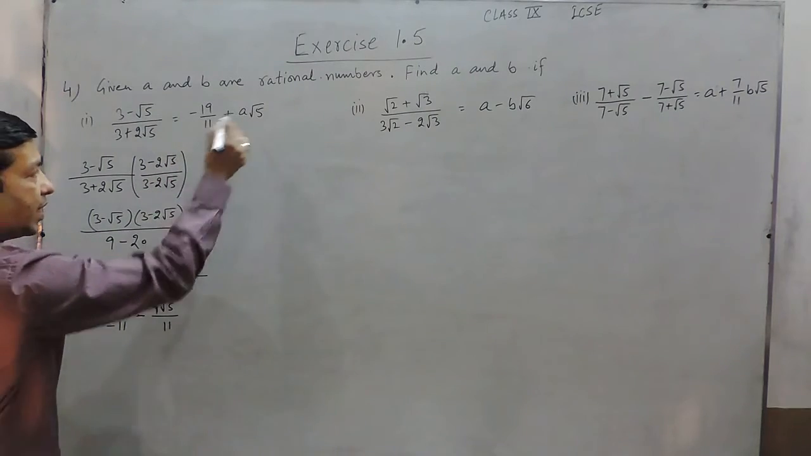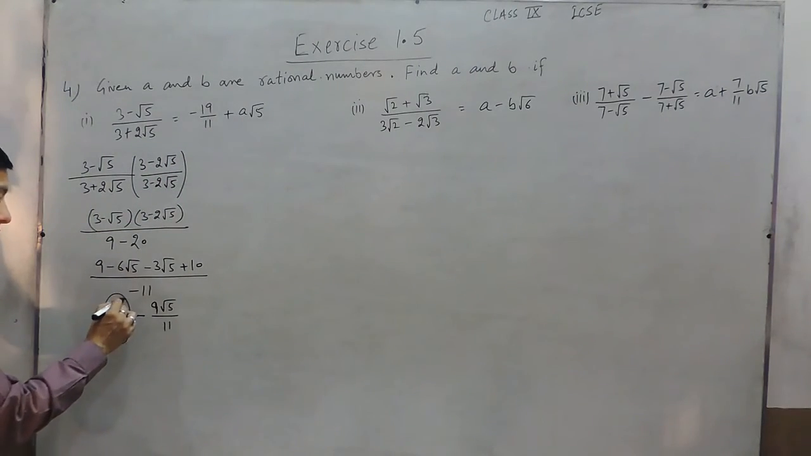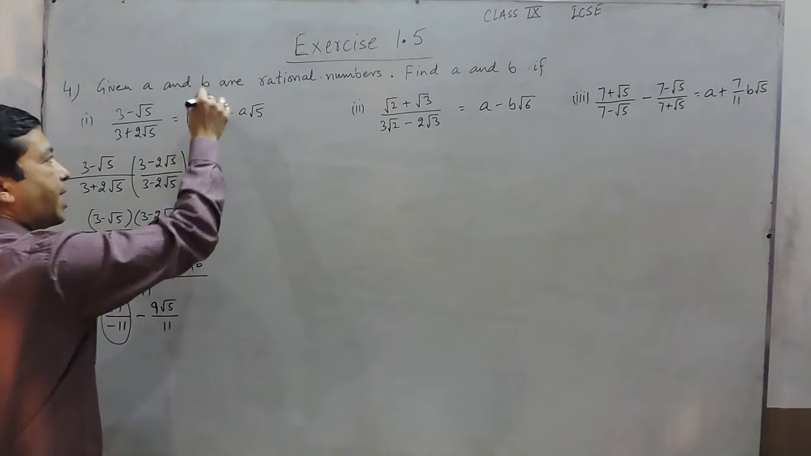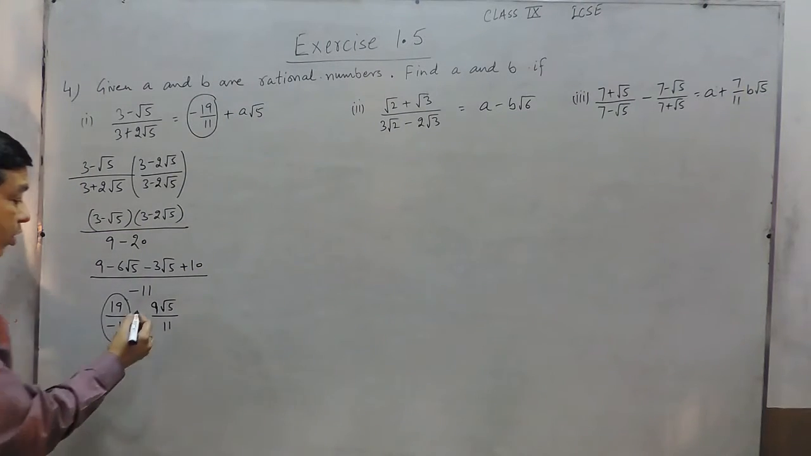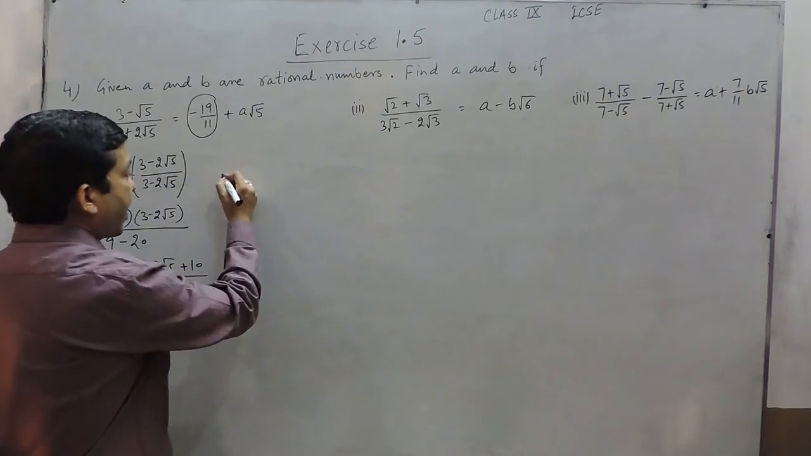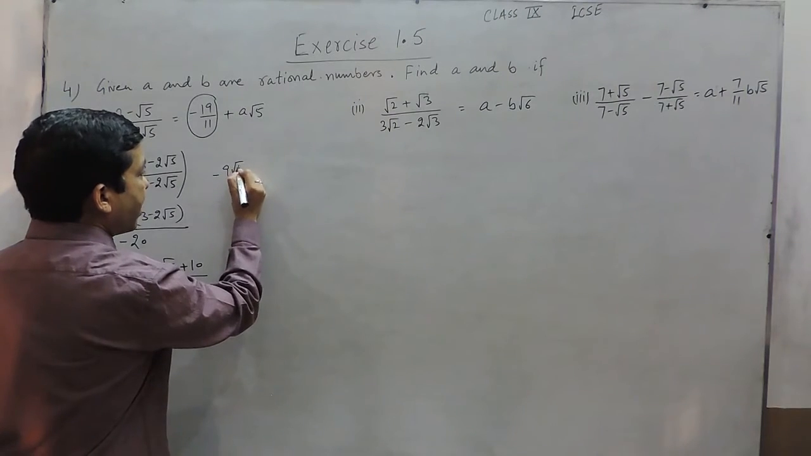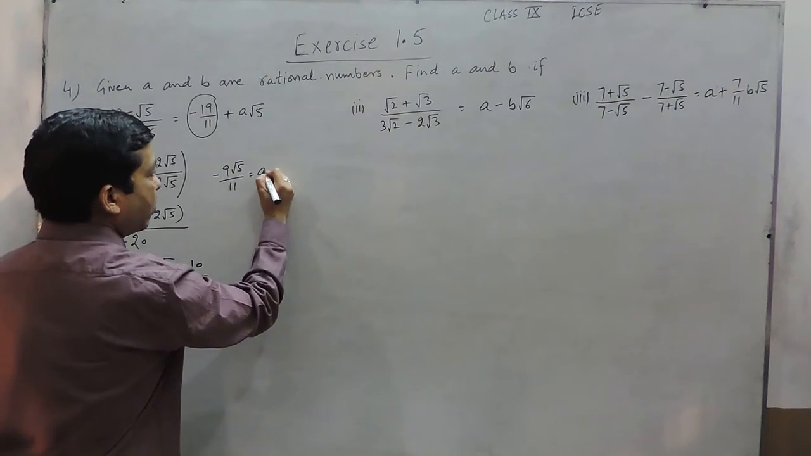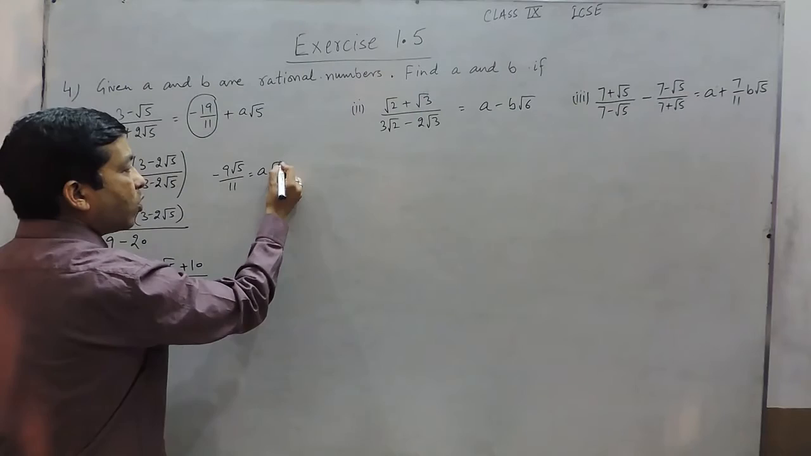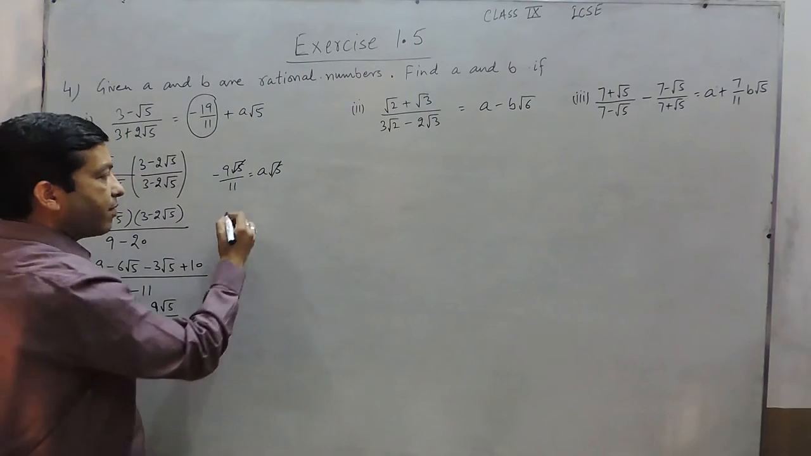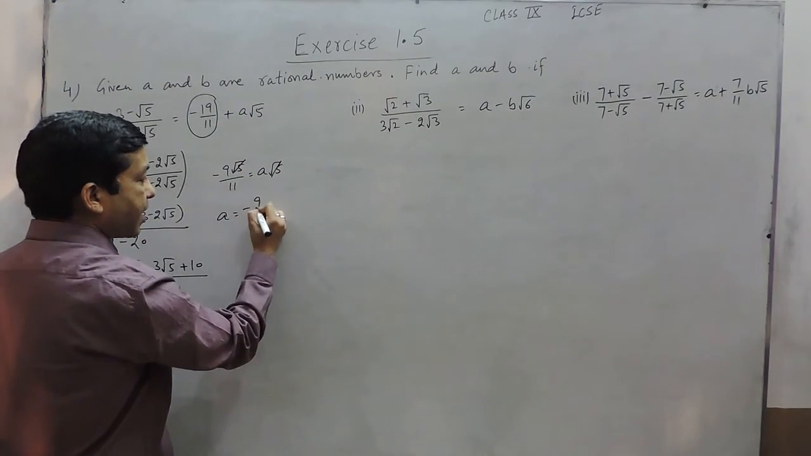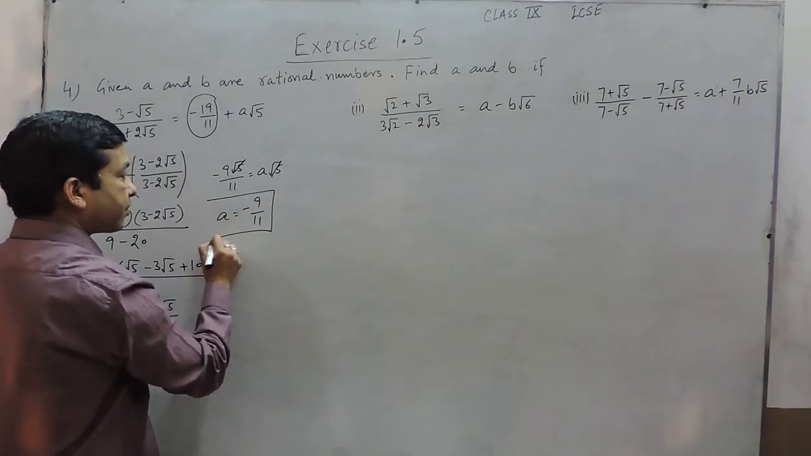So when we equate with this, 19 by minus 11 is already here, 19 by minus 11. So minus 9 root 5 by 11 is equal to b root 5. Root 5 can be cancelled by root 5. So the value of b is minus 9 upon 11.